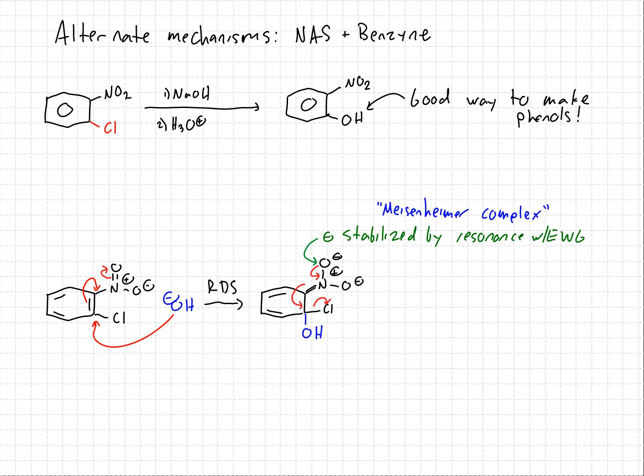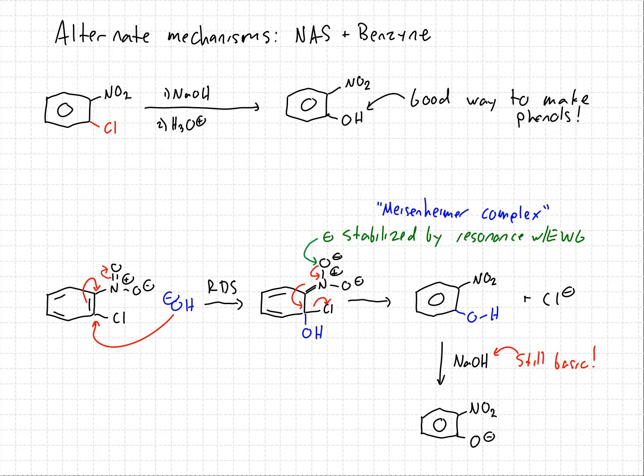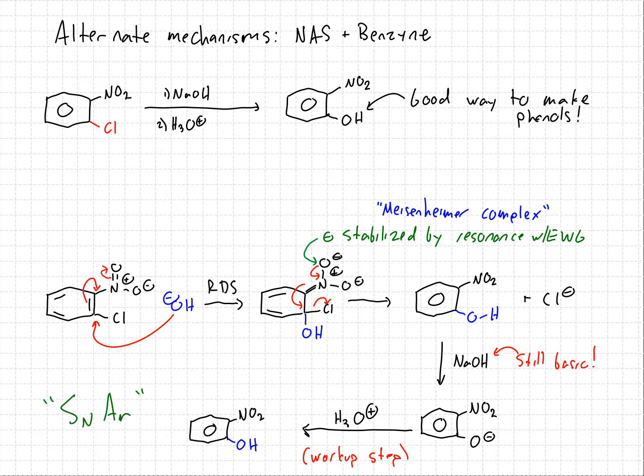Next, we regenerate aromaticity by kicking out the leaving group. So that negative charge collapses back down, the leaving group leaves, and we have our phenol. Now, the important thing to remember is that under the conditions we've given, we still have a lot of strong base hanging around, so we're going to remove that phenol proton to make a phenoxide ion. This can easily be removed by a workup step, similar to what we saw for Grignard additions back in Organic 1. So this mechanism is sometimes noted as SNAr, because it's called nucleophilic aromatic substitution, due to nucleophilic substitution taking place specifically at an aromatic ring.